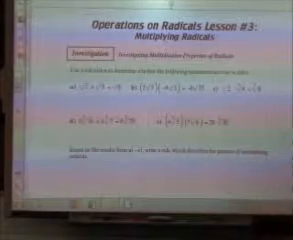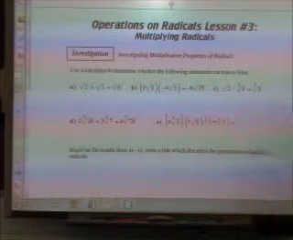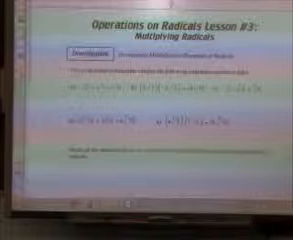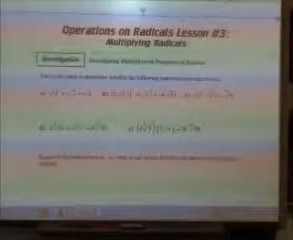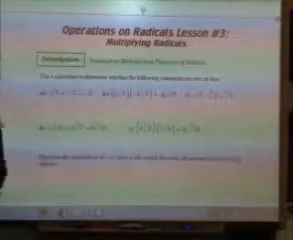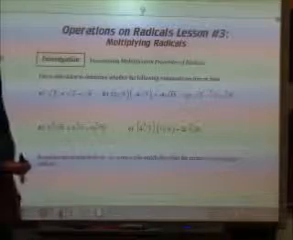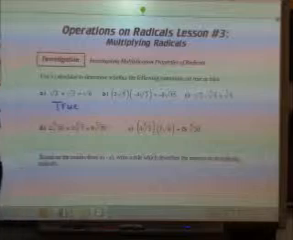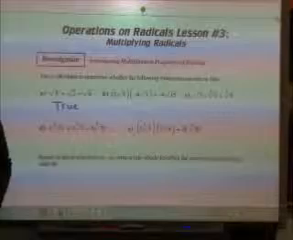So what I want you to do is take a couple of minutes and use your calculator to tell me which of these 5 statements are true and which ones are false. If I look at these statements, the square root of 2 times the square root of 3, does that equal the square root of 6? Yes? Okay. 2 root 5 times negative 4 root 3, does that equal negative 8 root 15?